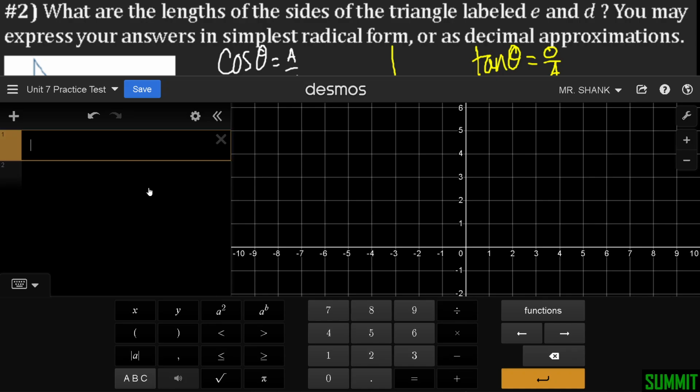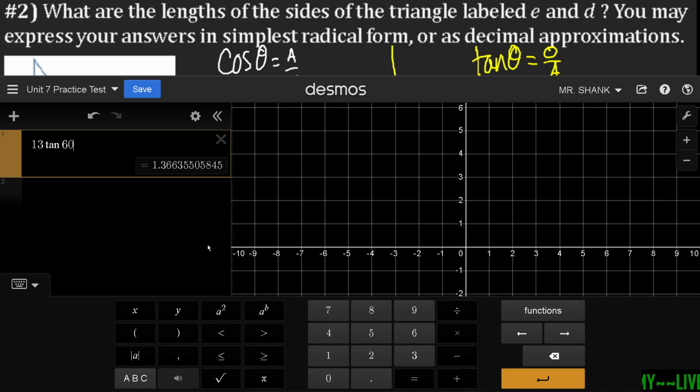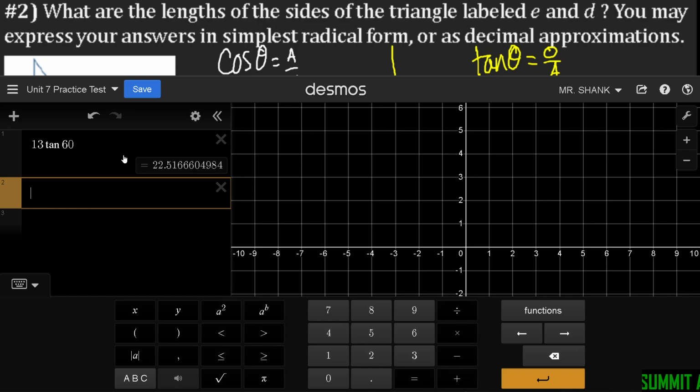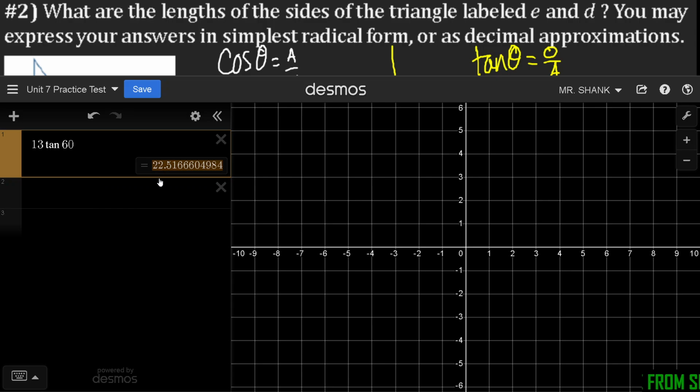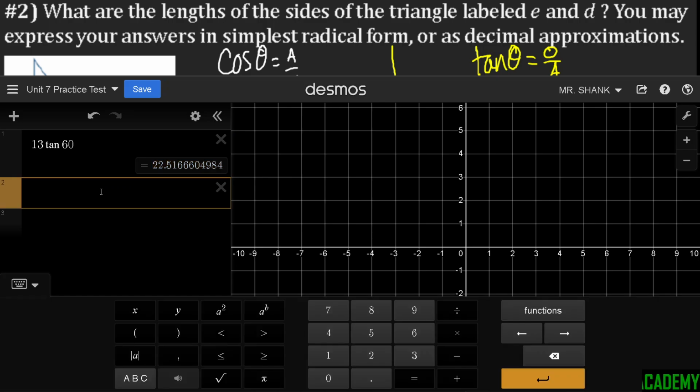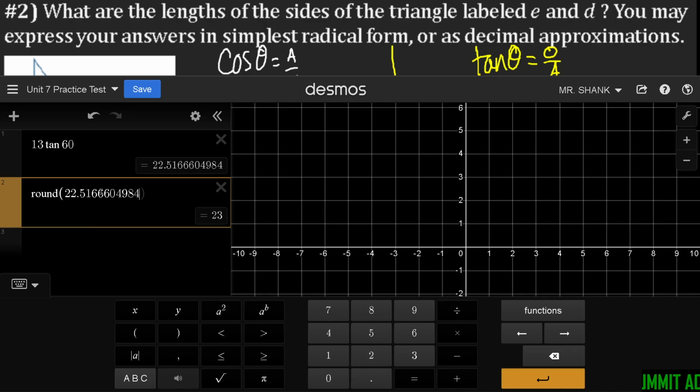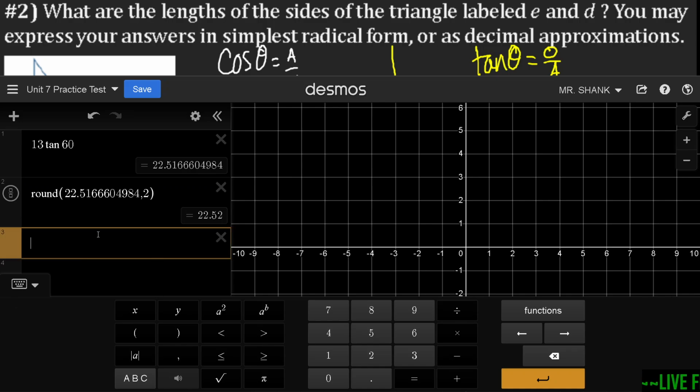Let me clear this out. We said 13 tangent 60, and if you notice, we get a decimal form here. What I suggest you do is round, comma 2, so you can get 2 decimal places. I'm going to click on my answer once and press Control C to copy. Then I'm going to type out round, parentheses, Control V to paste, and inside the parentheses, comma 2. So make sure you're using that form like I showed you.